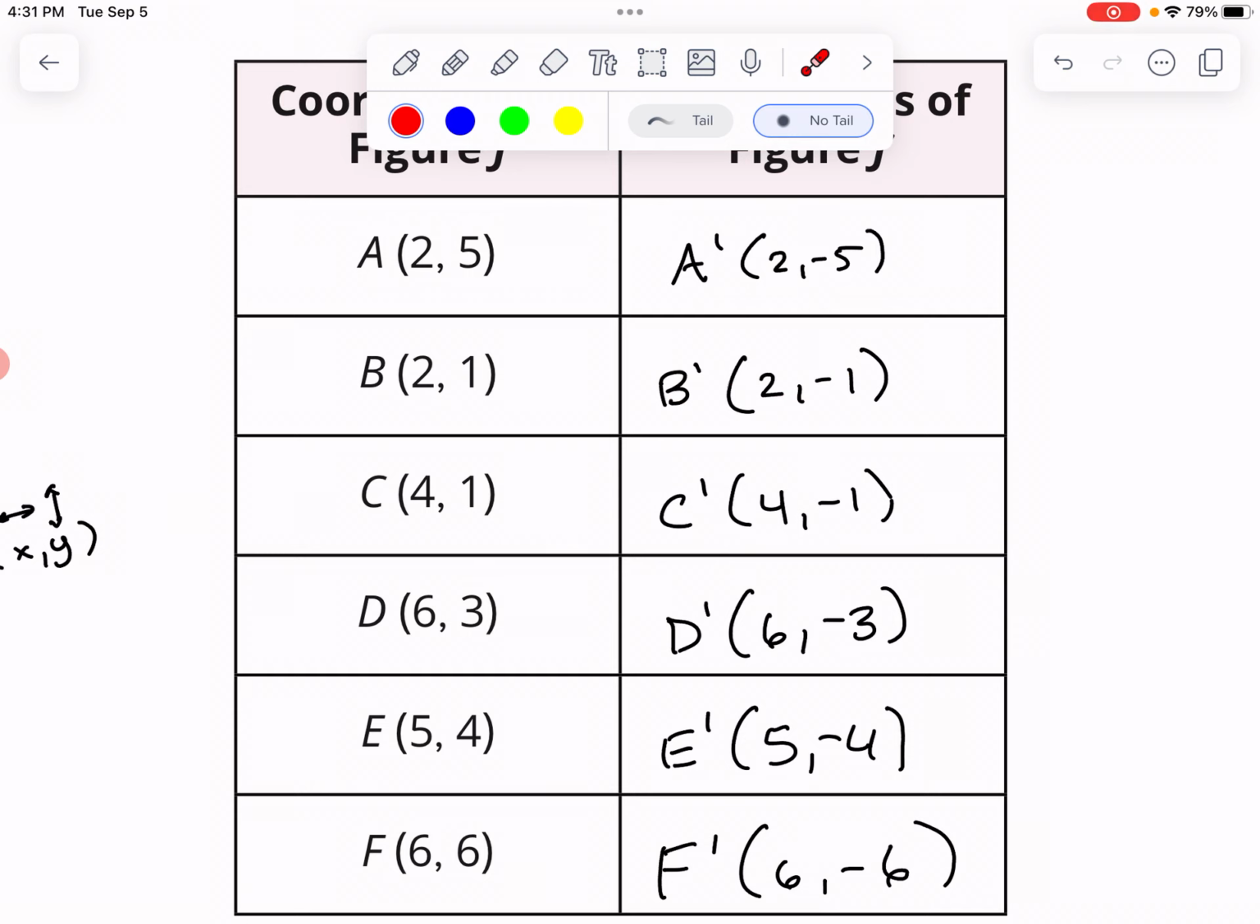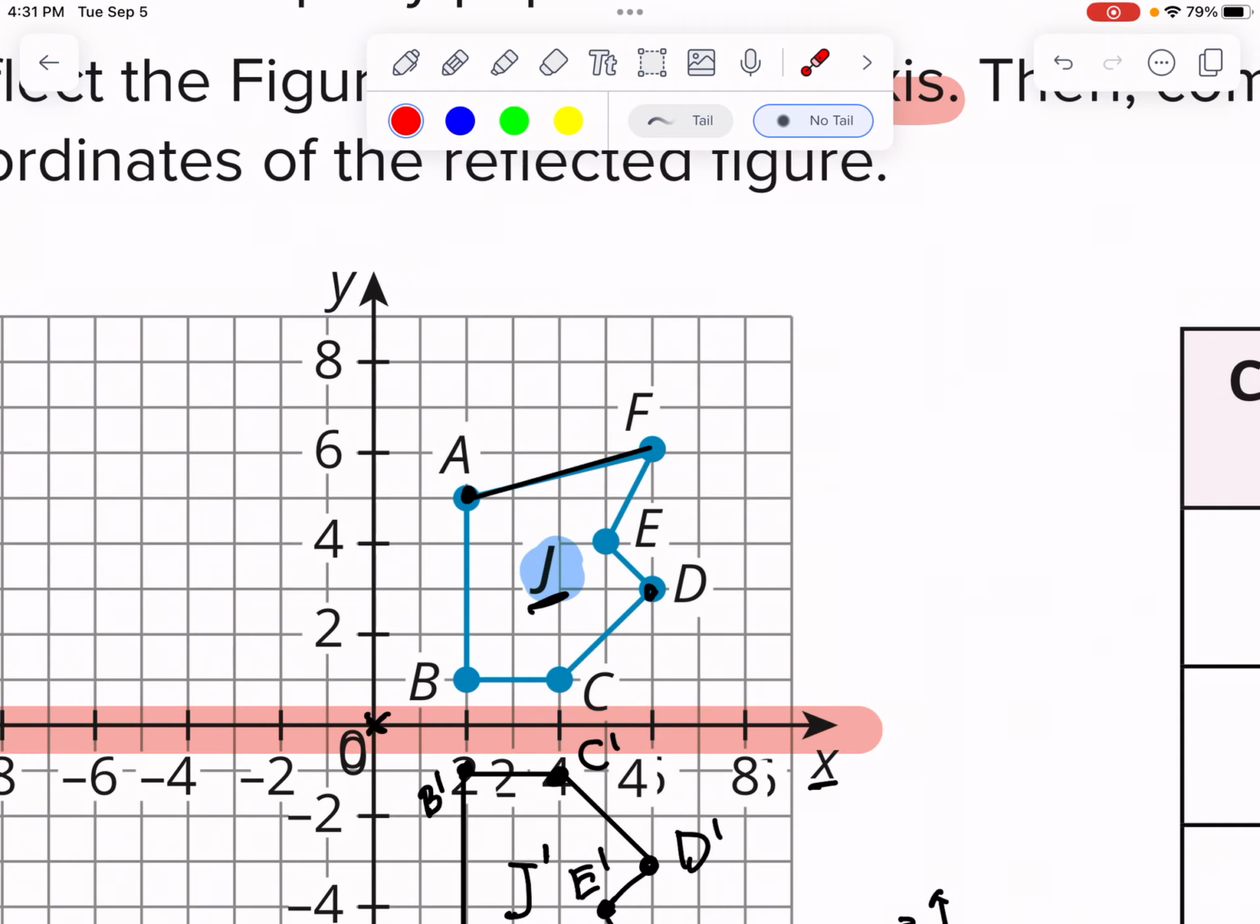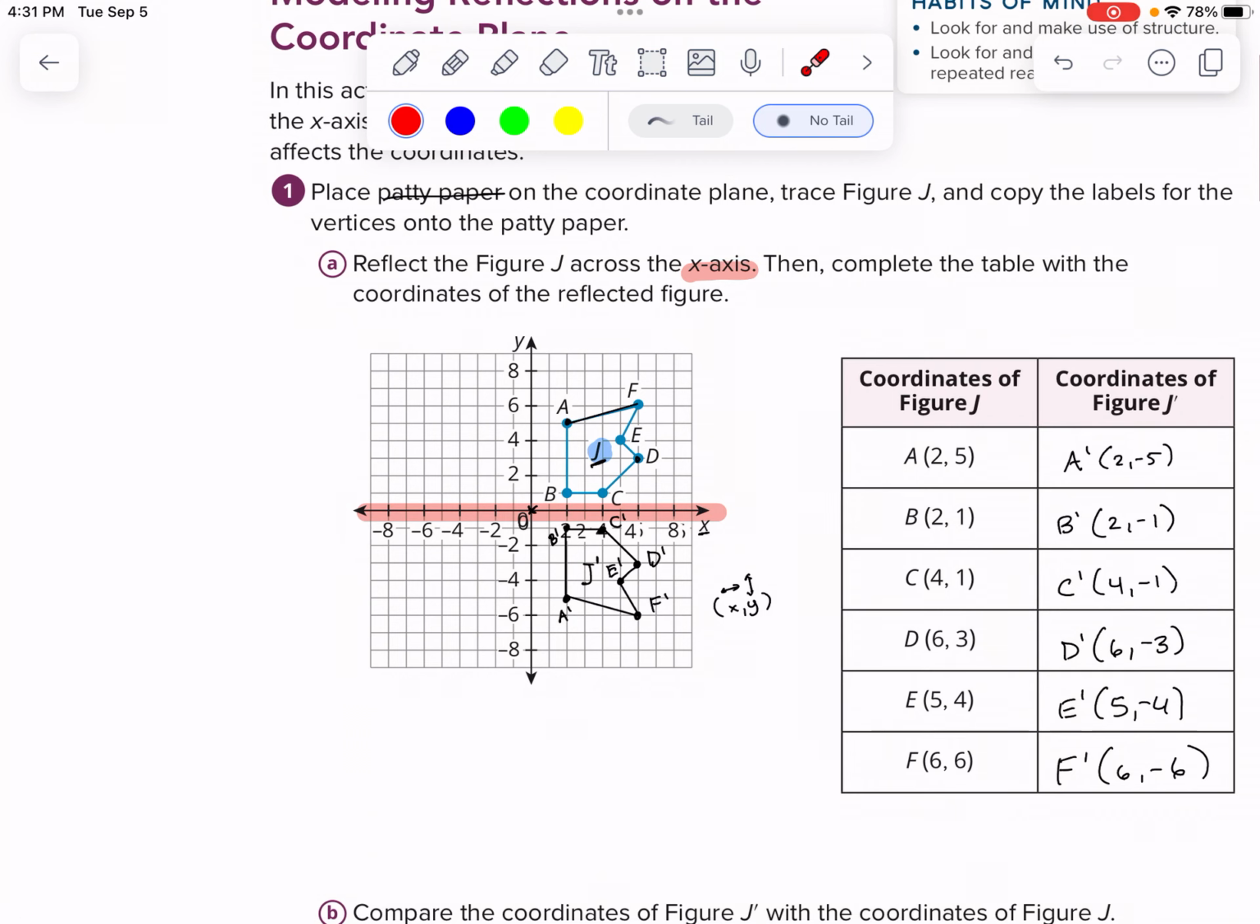Like let's say this were 6, -6. This would be 6, +6, changing that y value. But it just turns out because everything was in quadrant 1, this top right quadrant here, everything is always positive here. But how can we write this as a rule?